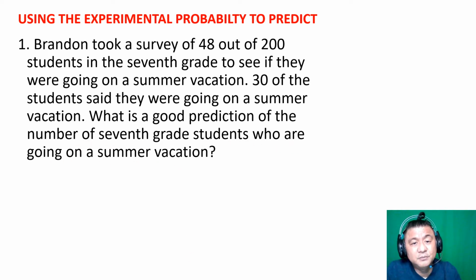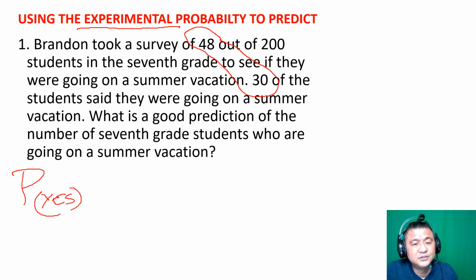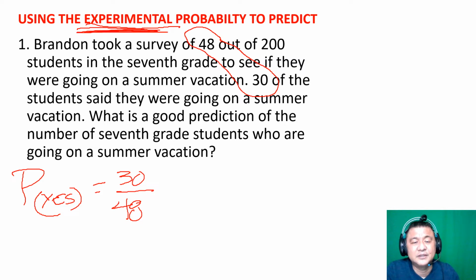So you made an experiment. An experiment is like a survey, right? And the probability of those who said yes, we're going on a summer vacation. Out of 48, 30 said yes. Do we all agree? That's your experimental. We're doing experimental right now. So guess what? I could still divide it by what?